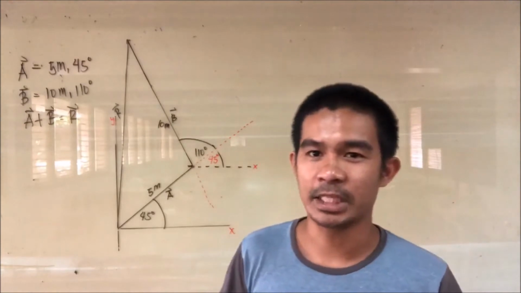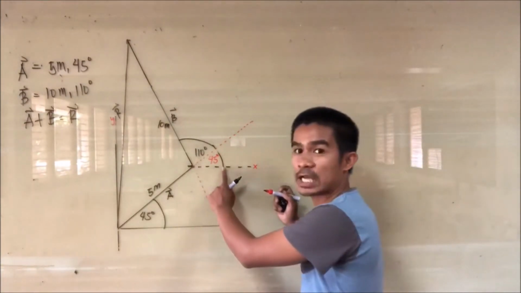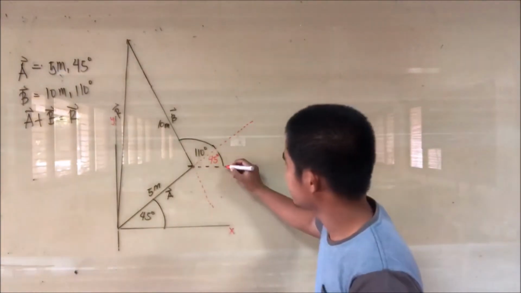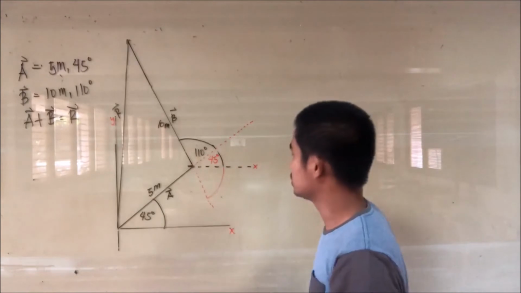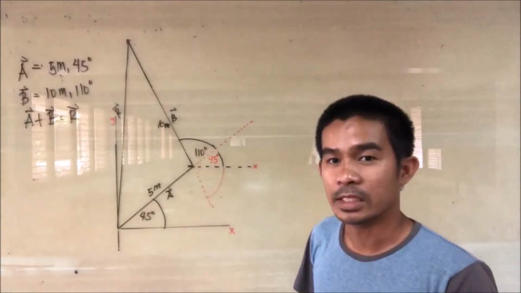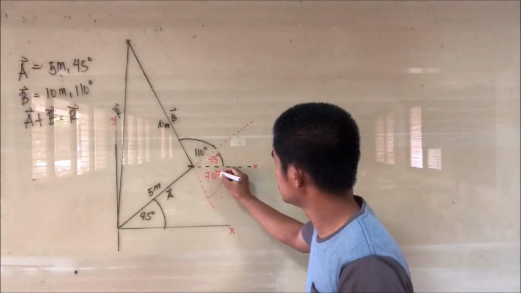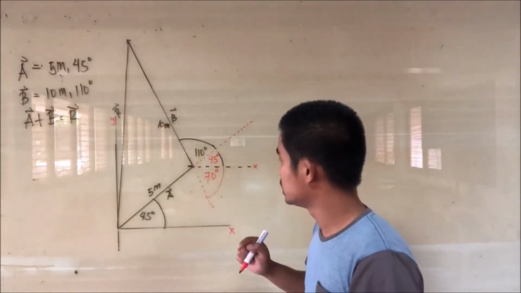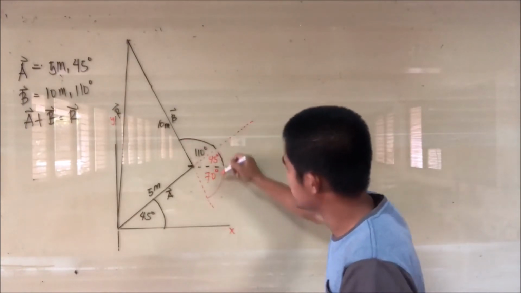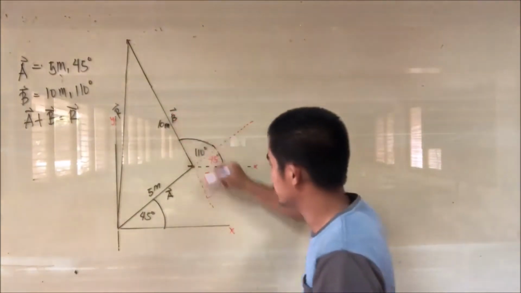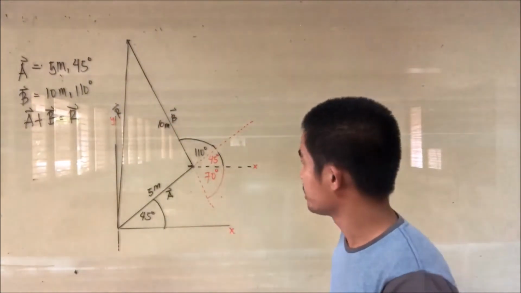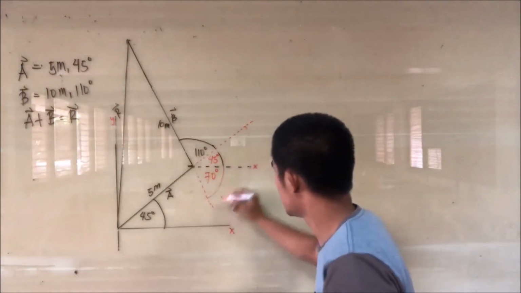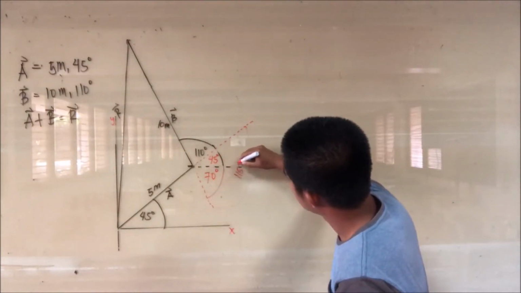Now, if I extend the line here, we form a straight angle, and a straight angle measures 180 degrees. Now, from positive x-axis to vector B is 110 degrees. Then the measure of the angle here is 70 degrees, since the sum of 110 and 70 is 180 degrees. We have a straight angle here. Now if we add 45 and 70, then this angle is 115 degrees.